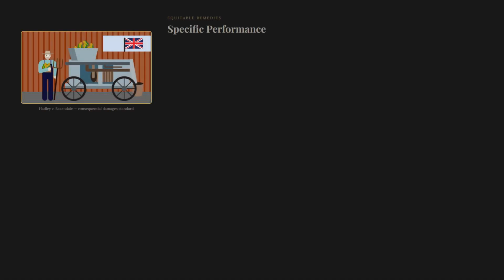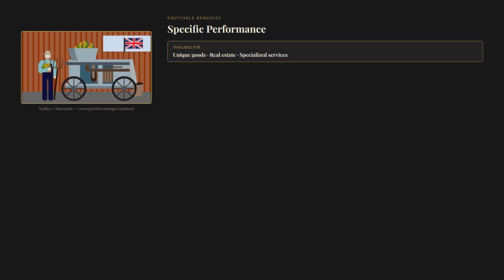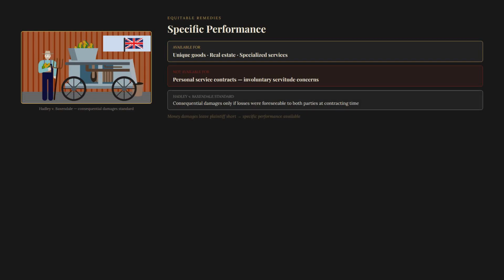Baxendale standard. Specific performance is available for unique goods, real estate, and sometimes specialized services, situations where money damages leave the plaintiff short. But courts won't order specific performance of personal service contracts due to involuntary servitude concerns.